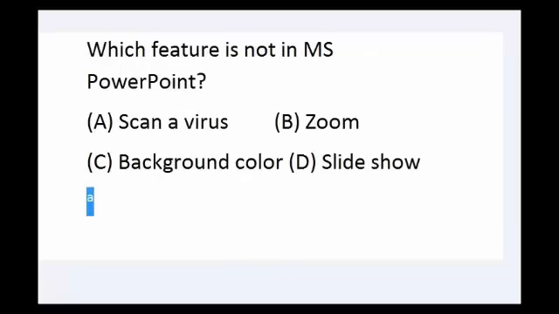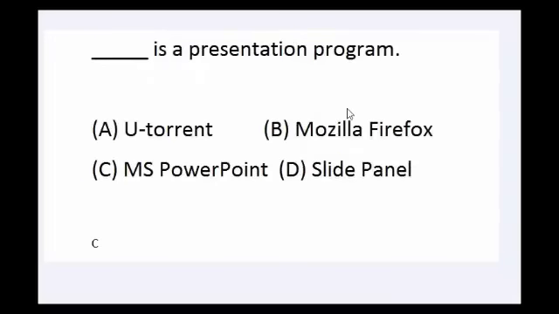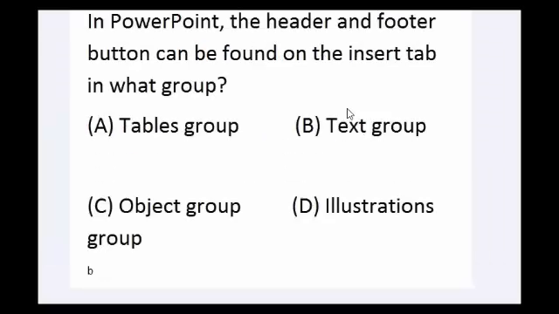Which feature is not in MS PowerPoint? A. Scan Everest, B. Zoom, C. Background color, D. Slideshow. The answer is A, Scan Everest. Which is a presentation program: uTorrent, Mozilla Firefox, MS PowerPoint, Slide Panel? The correct answer is MS PowerPoint, a presentation program.